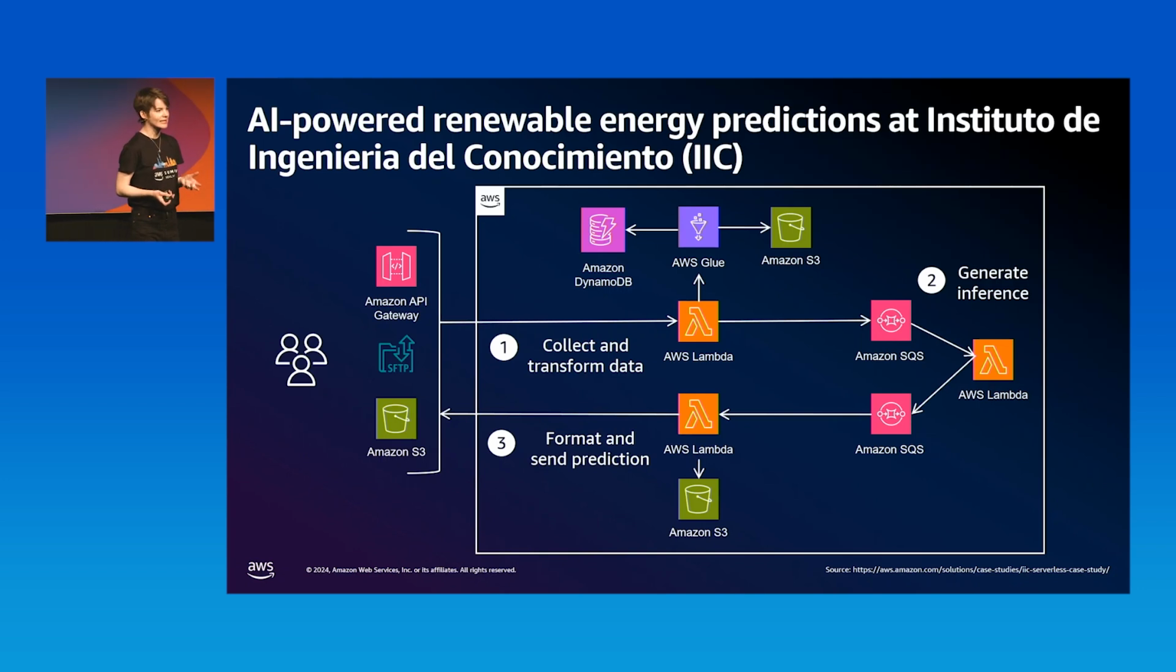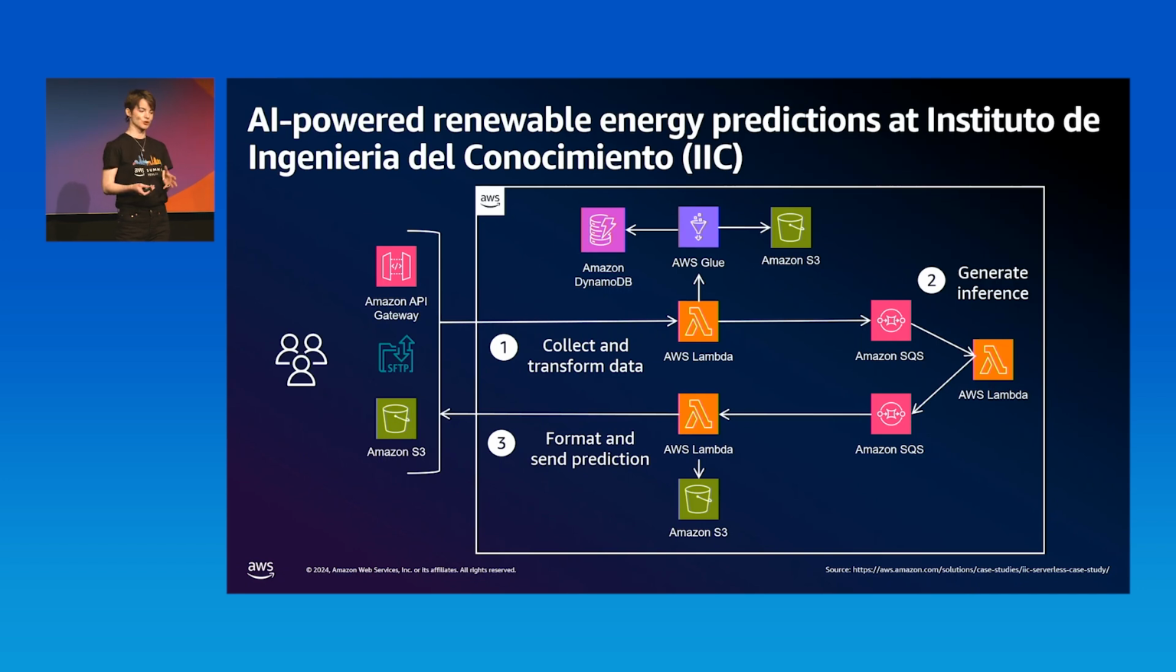So this customer is IIC. They're a research and development center out of Spain that is doing predictions for renewable energy. And they were building on-prem initially. They were finding that the on-prem system wasn't allowing them to move as fast as they wanted to. And they really wanted to be able to move very quickly and be very competitive in this very fast-paced industry that they're operating in and continue to make those predictions more and more accurate.